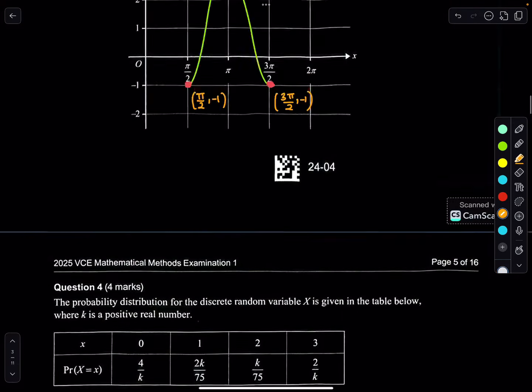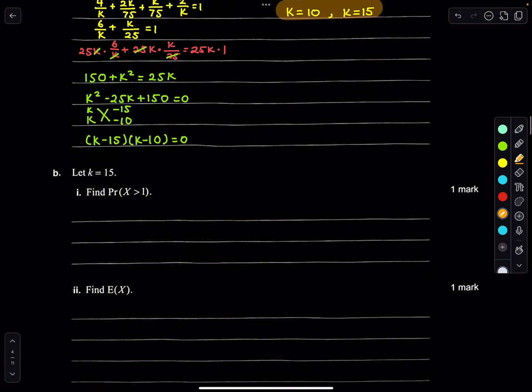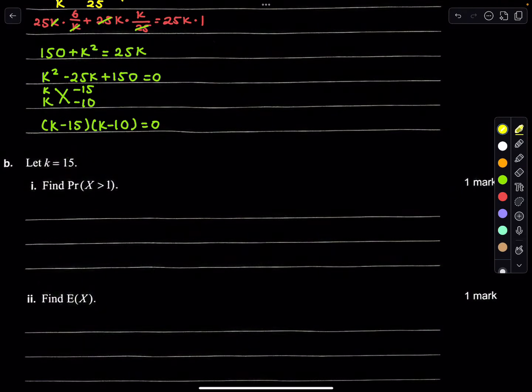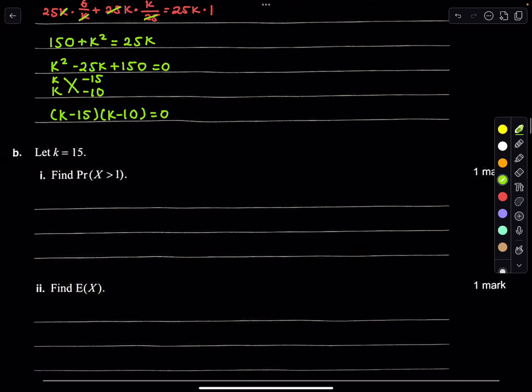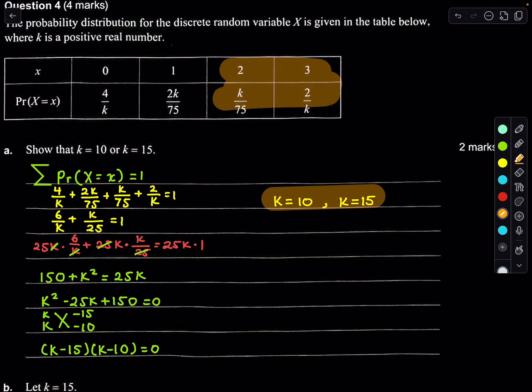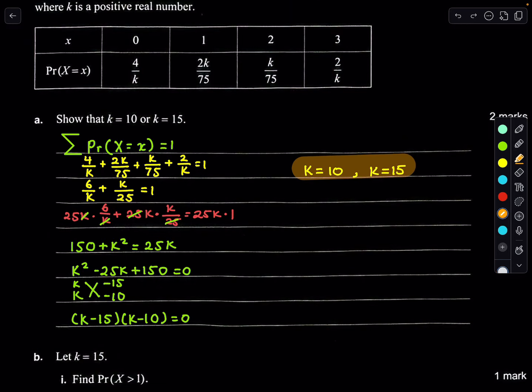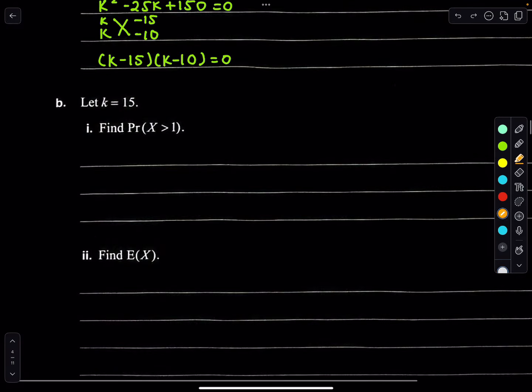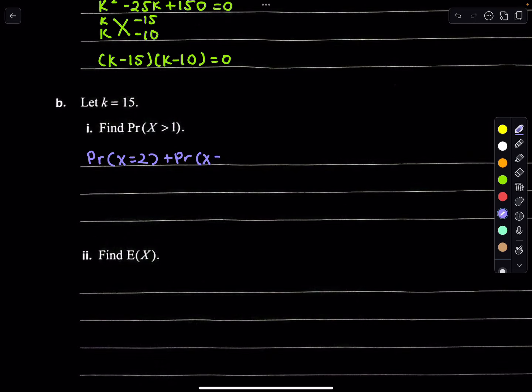Okay. Not too bad, not too bad. Okay, next question. Let k be equal to 15. Find the probability that x is greater than 1. So when x is greater than 1, we're actually looking at these probabilities over here. Greater, not equal to 1, but greater, which is just equal to the probability that x equals 2 and 3. So I'm going to write that down here. It's the probability of x equals 2 plus the probability of x equals 3.